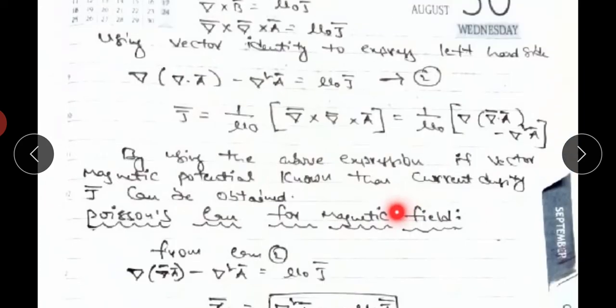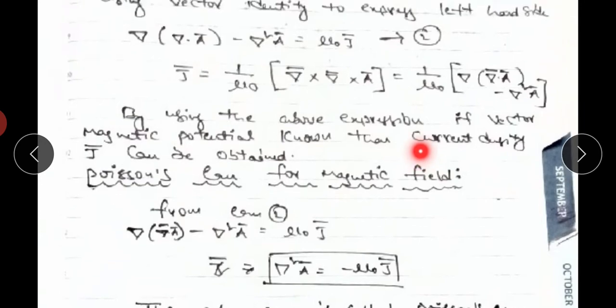So next one, Poisson's equations for magnetic field. From this equation we can write this equation here. So del square A bar equals minus mu naught into J bar. So this value equals 0. The divergence of the curl of any vector equals 0. So del square A bar equals minus mu naught into J bar. The above equation is called Poisson's equation for magnetostatic fields.